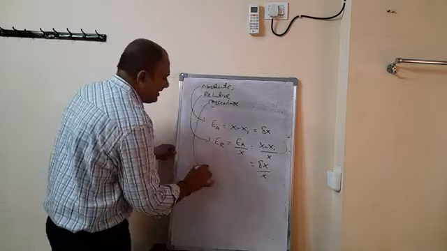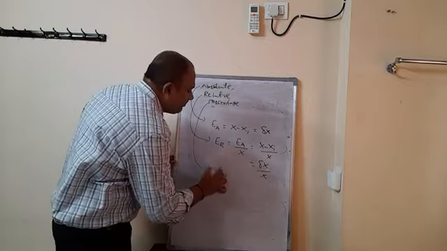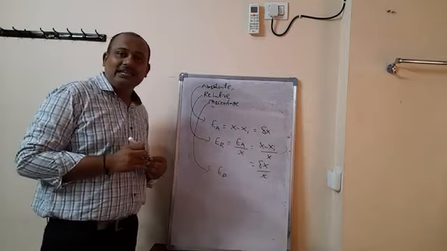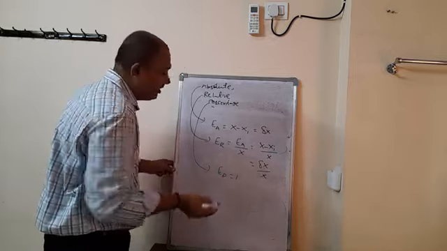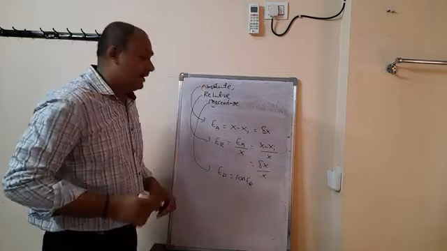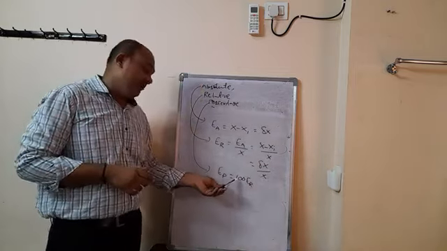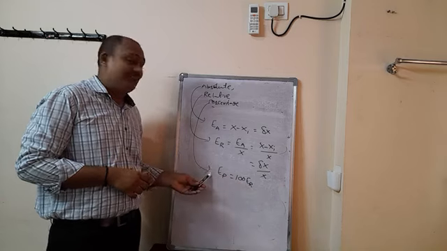The last one is the percentage error. The percentage error is denoted by EP. As the name itself says, percentage, it is defined as 100 times the relative error. EP equals 100 into ER, which is called the percentage error.